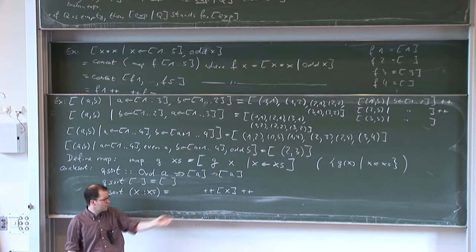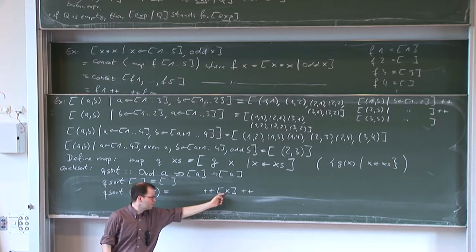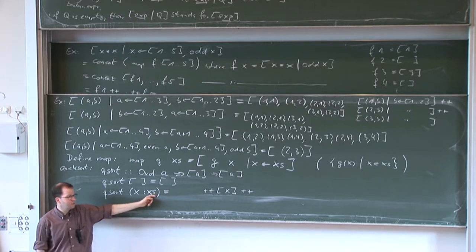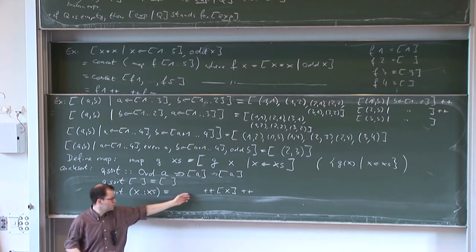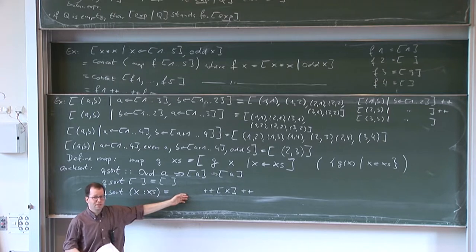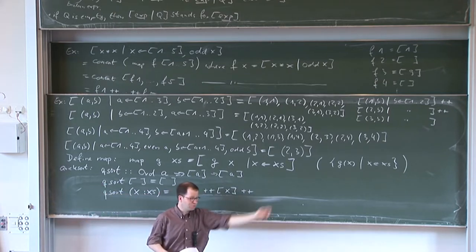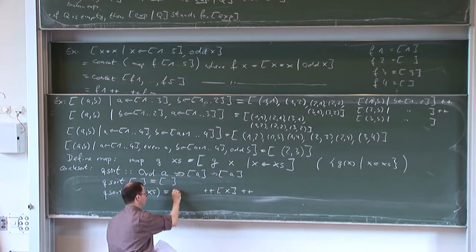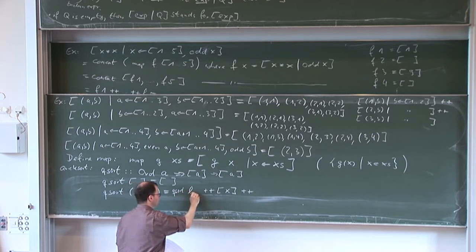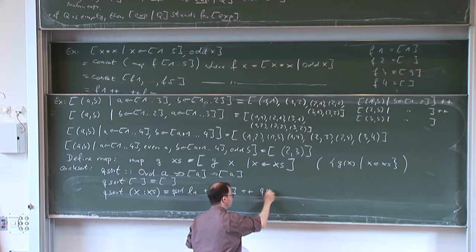So let L1 be the list of those elements in XS which are smaller than x, and let L2 be those elements in the list XS which are greater than x. And then here we put the sorted list which results from sorting L1, and here we put the list which results from sorting L2. So we call quicksort recursively on L1, and we call quicksort recursively on L2.